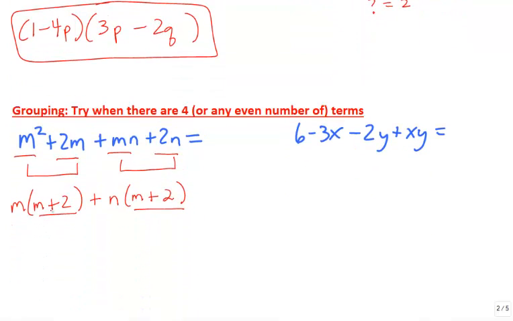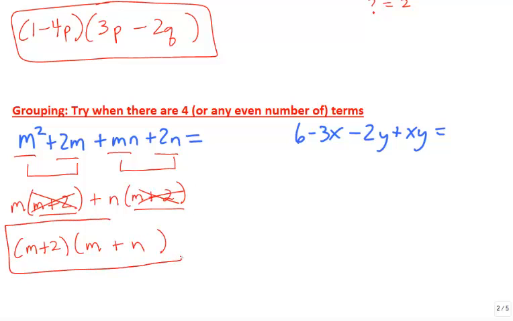So if I notice that m plus 2 matches in both of these, I can pull it out, and in parentheses, if this is gone, the m is left, and if this is gone, the plus n is left. And now I have completely factored this original problem. This is called grouping, and you usually can use grouping successfully when you have 4 terms. It would also work if you had 6 terms or 8 terms potentially, but it has to be an even number of terms. All right, let's try another example.